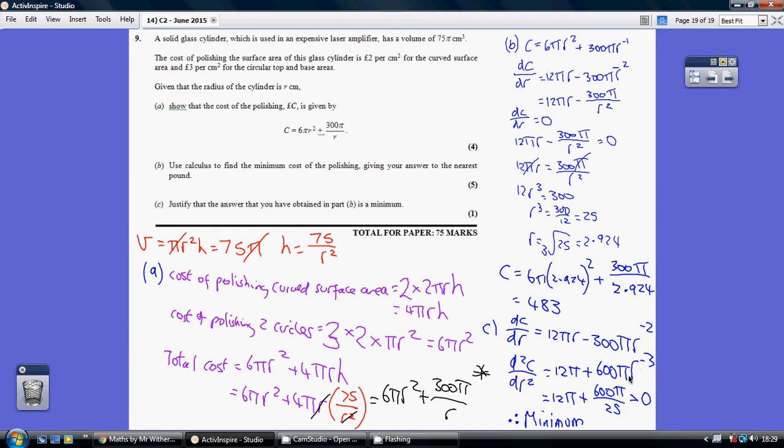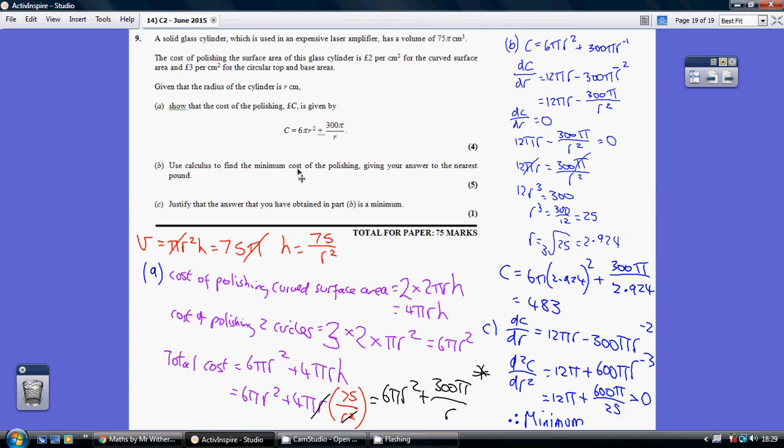Now r is obviously a positive number. We know our r cubed from up here is 25, so our second differential is going to comprise 12 pi plus 600 pi over r cubed, but r cubed is 25. Now this is positive, so clearly this is greater than 0. Therefore it's a minimum. So part B and part C are very straightforward, well, comparatively straightforward.